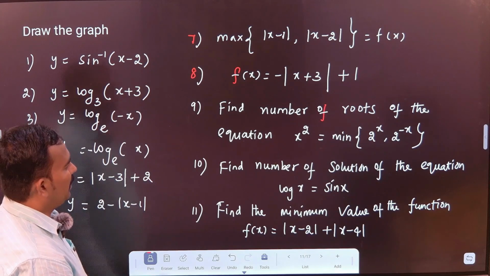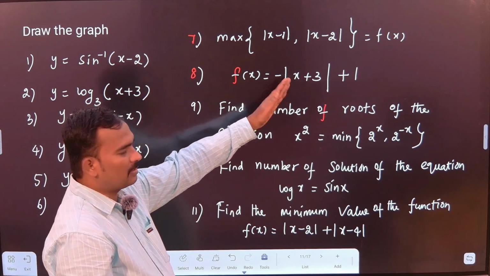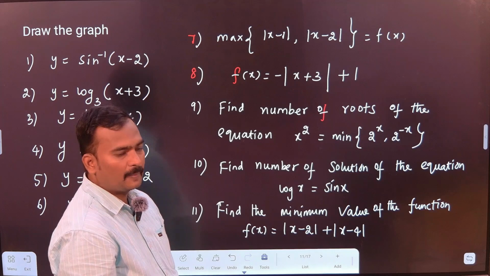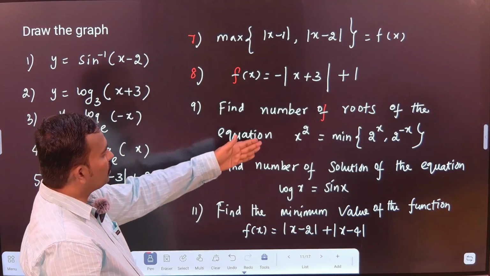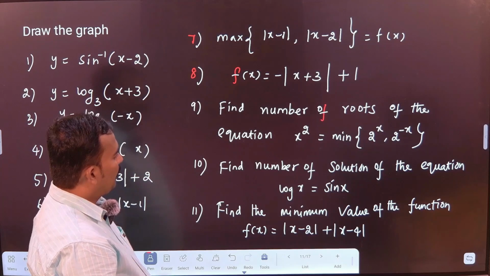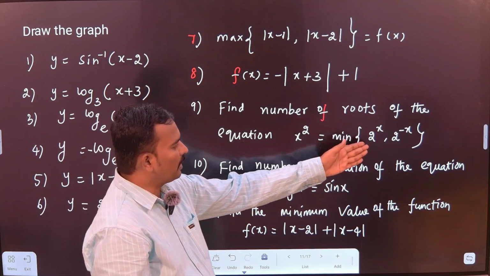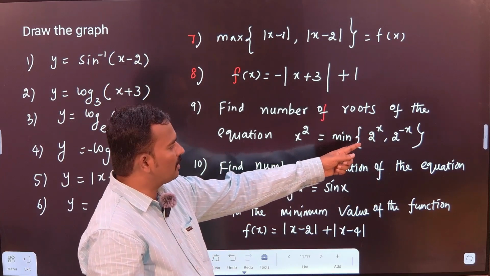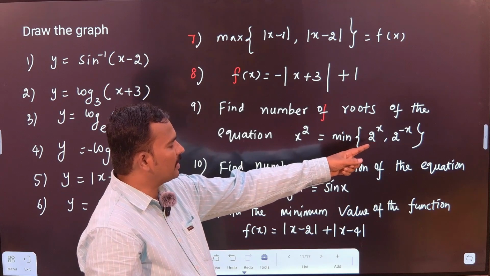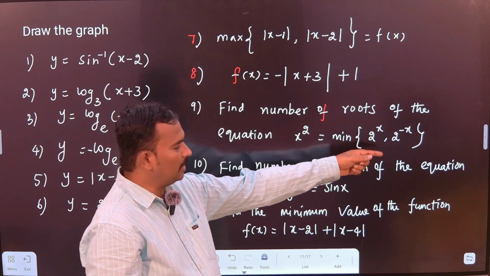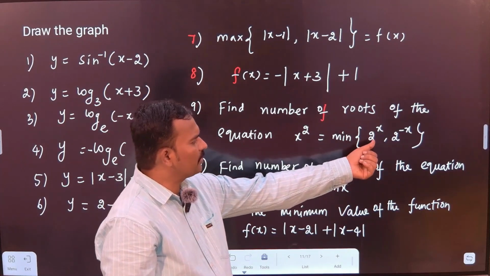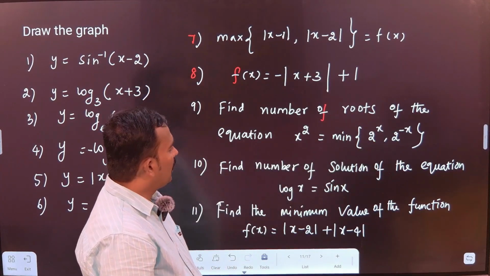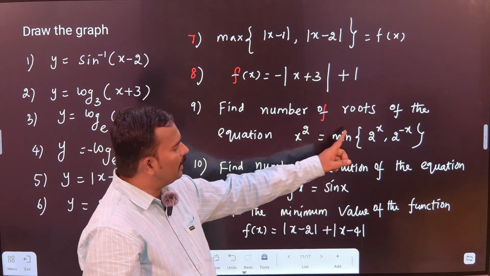Minus mod x plus 3 plus 1, you can do it easily. We already discussed this modulus. And then you can see the number of roots of the equation. How to do this? 2 power x, 2 power minus x is there. You can draw the graph of 2 power x and 2 power minus x. Where these two graphs are intersecting, you can find out the point of intersection of these two graphs. And then draw the x square graph and the minimum of these two graphs.